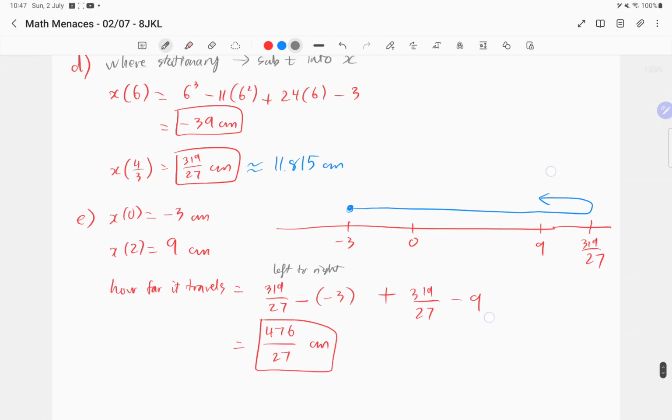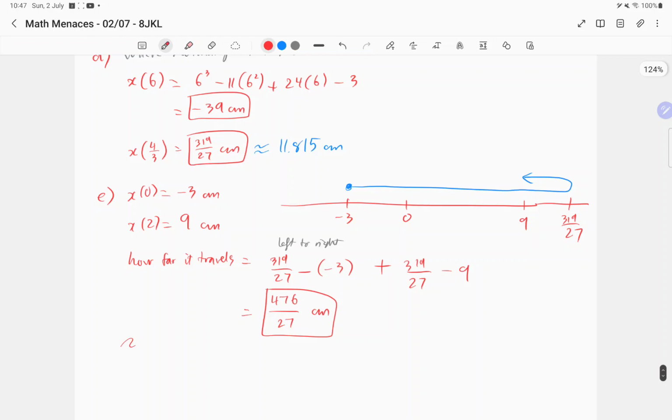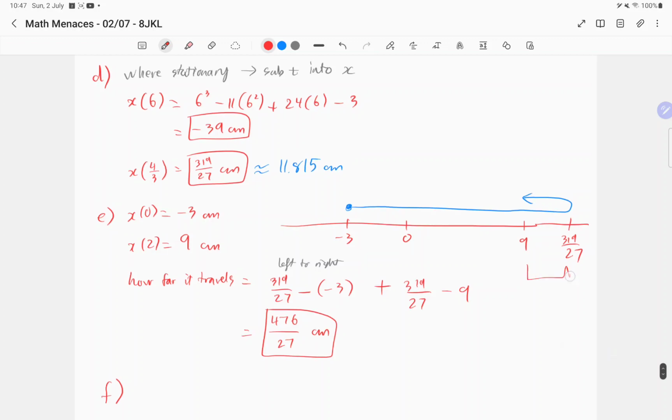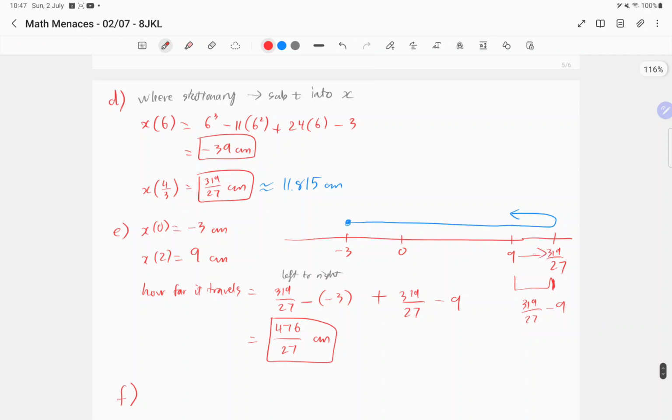Okay. The travel graph for question F is the fun one. It turns around, so it's twice, if you notice. So it's 12 plus 2 times the difference between this and this. So this is actually 319/27 minus 9, and 2 of those. Why is it minus 9? Because there's a difference, right?